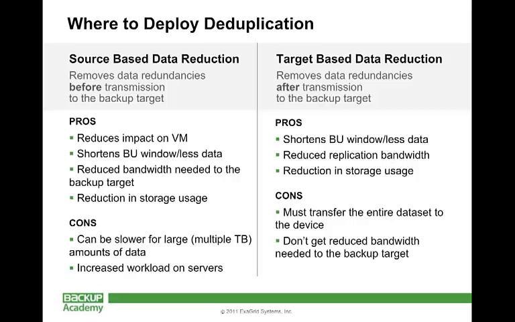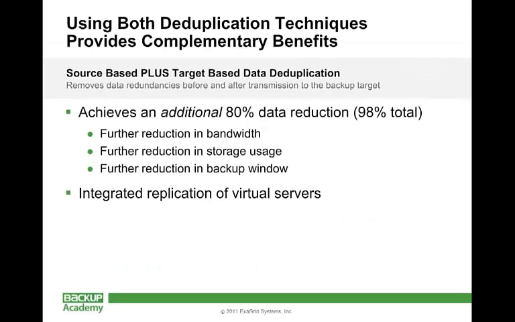So what is really the right answer? The right answer is actually to use a combination of techniques, provided that the source-based data reduction and the target-based data reduction are the right implementation. When you combine products that do things correctly, using both data deduplication techniques provides tremendous complementary benefits. What you want to look for is a source-based data reduction technique that leverages the built-in infrastructure in your virtual machine environment to reduce the data.